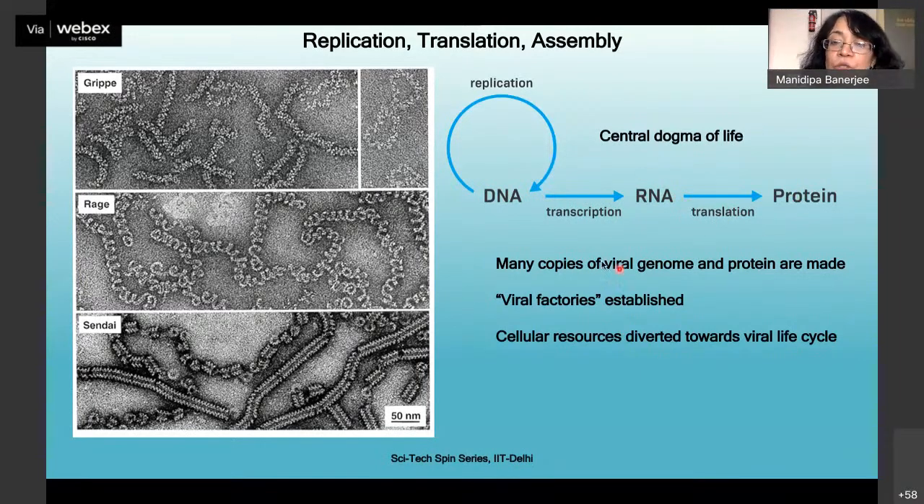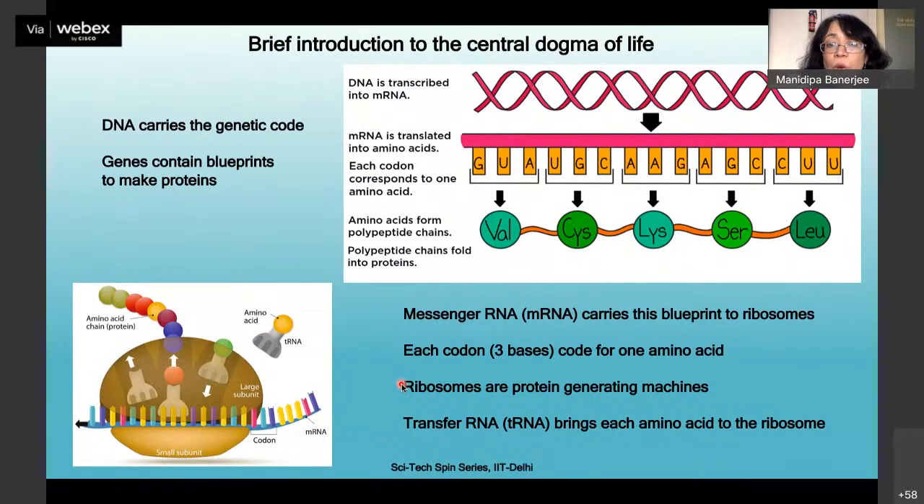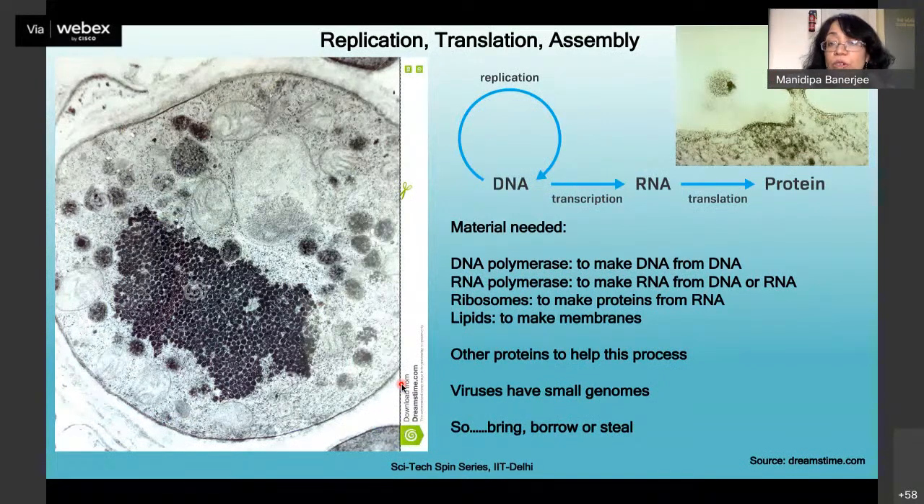Okay, so this is very important. Once the viral genome is within the cell, now they will make many copies of the genome and many copies of the protein so that they can all assemble together. And now you have lots of viruses in the cell, right? And these areas are called viral factories. So basically the virus is taking over all our resources, because in our body, we are constantly converting DNA to RNA, RNA to protein. We require a lot of components to do that, right?